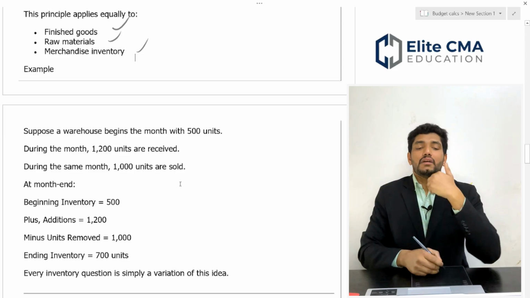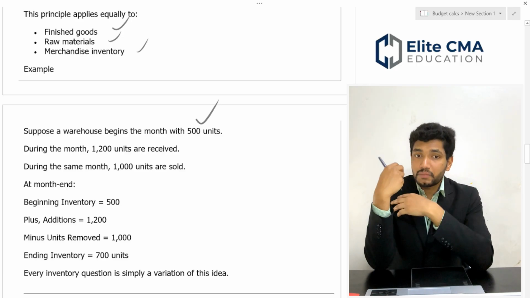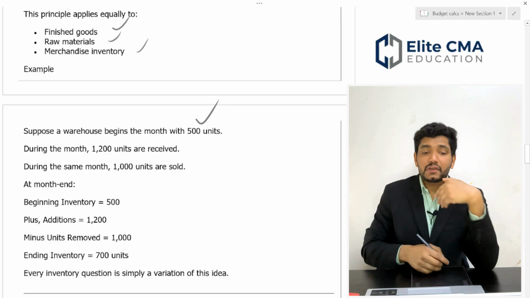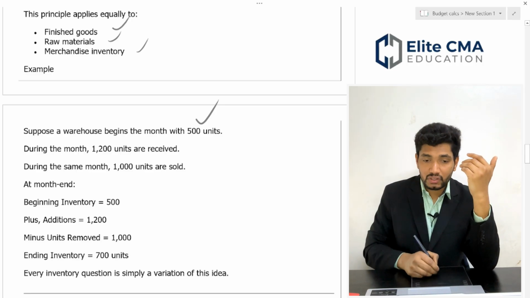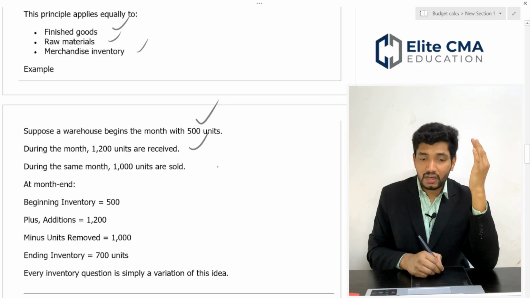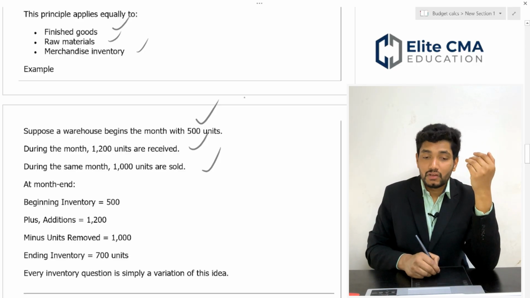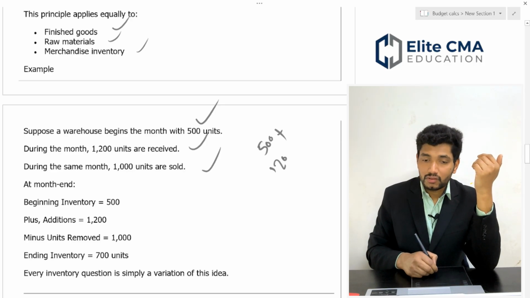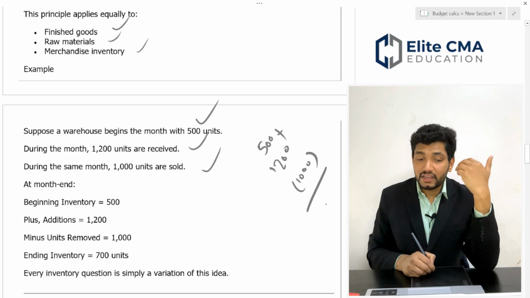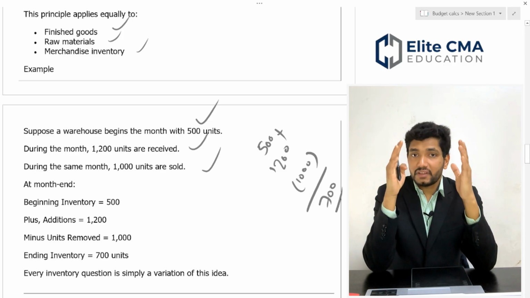a warehouse begins the month with 500 units. This is your beginning inventory for a particular product, and during that particular period 1,200 units were received, or this is your purchase, and during the same month 1,000 units are sold. So at the month end, how will you calculate your ending inventory? You should take your beginning inventory plus your purchase minus your sales. So in this case, your ending inventory will be 700 units. This is how we will calculate the ending inventory units while it comes to inventory budgeting.